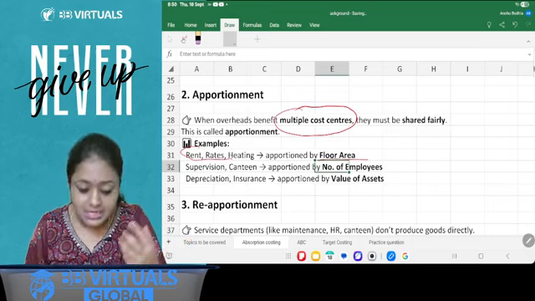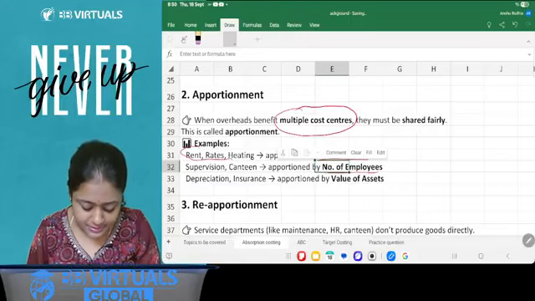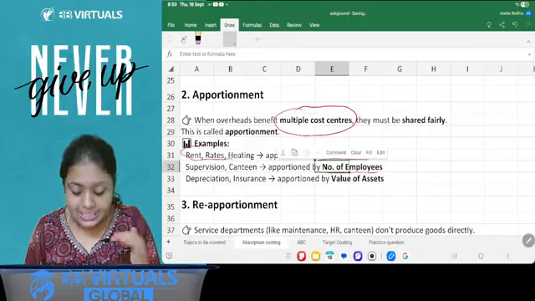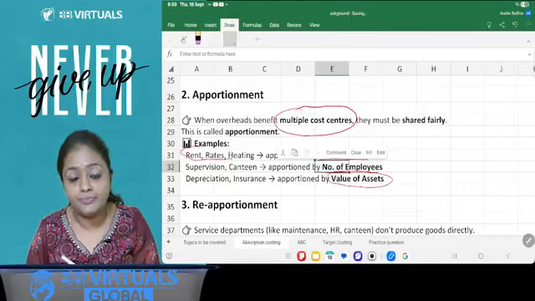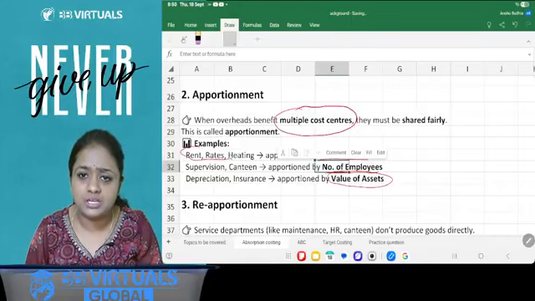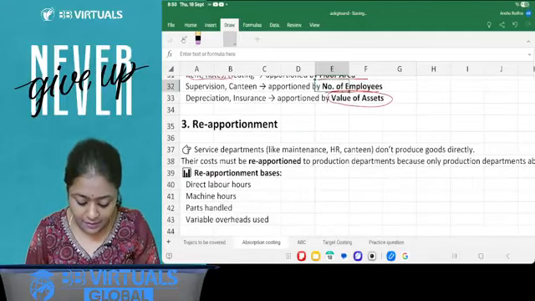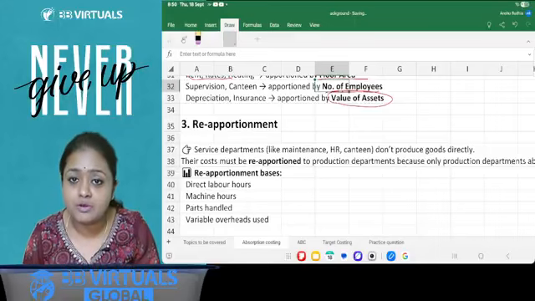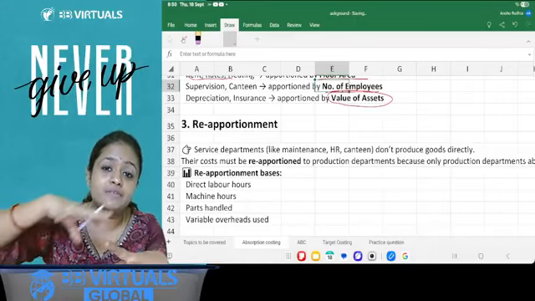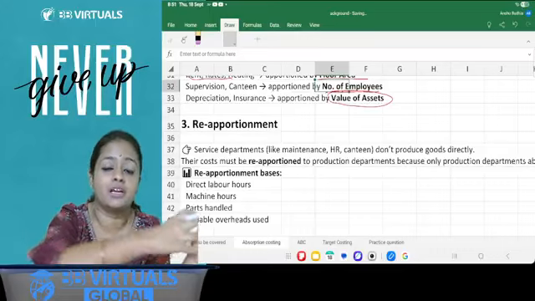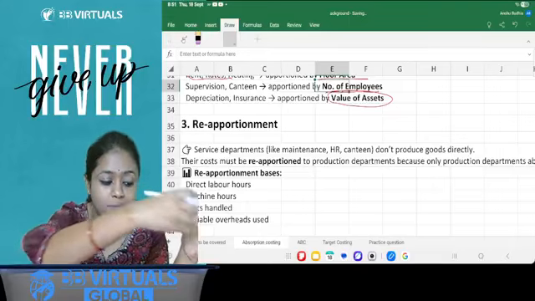Again, how would you allocate supervision and canteen expenses? On the basis of number of employees. How would you allocate depreciation and insurance? On the basis of the value of the plant and machinery. So these are some of the bases that we use to apportion the overheads to the respective groups that we have created. Now, reapportionment, like we discussed, what was reapportionment? Bringing the service department cost to the production departments, reapportioning these costs to the production departments.